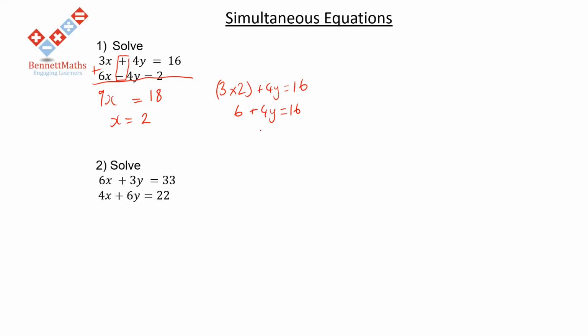We take 6 from both sides, which gives you 4y equals 10. We then divide both sides by 4, and we get y equals 2.5. We found the value of x, we found the value of y, so we've solved the simultaneous equation.